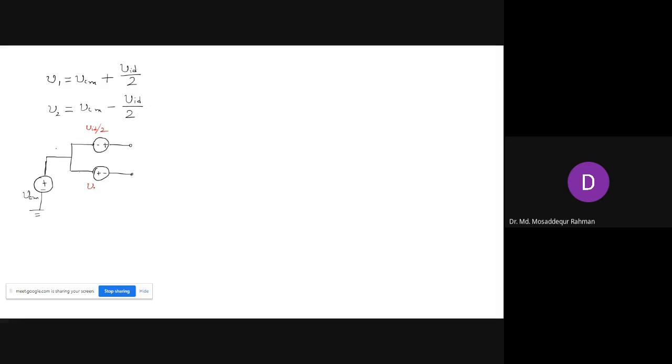And this will also be VID by 2. And this is our V1. So V1 is VCM plus VID by 2. And this will be our V2, which is VCM minus VID by 2. So V1 is greater than VCM by this voltage, VID by 2. V2 is less than this voltage by half VID. This is how we get V1 and V2.